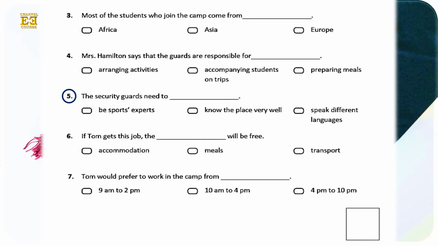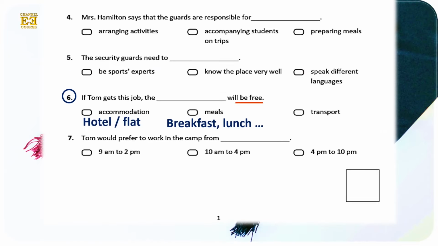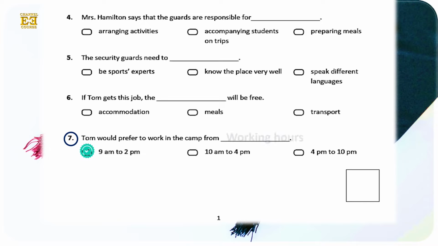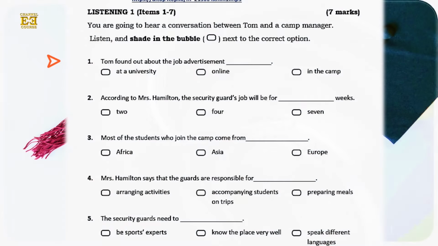In the same way, statement number 5 requires missing details about personal skills or qualities. That's why it's good to bear in mind similar phrases: to be sports experts, know the place very well, and speak different languages. Check the phrases. The same strategy we follow in statement number 6 as well. And finally, in statement number 7, you need to focus on numbers related to working hours. Now let's do the task and check if these strategies are really useful.